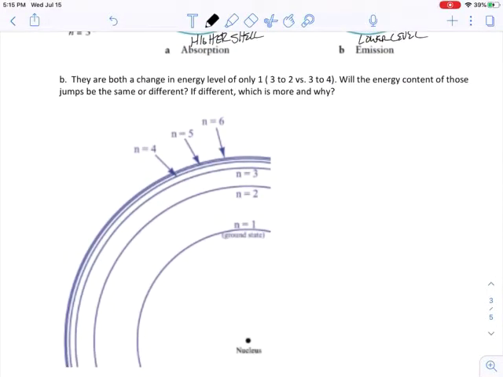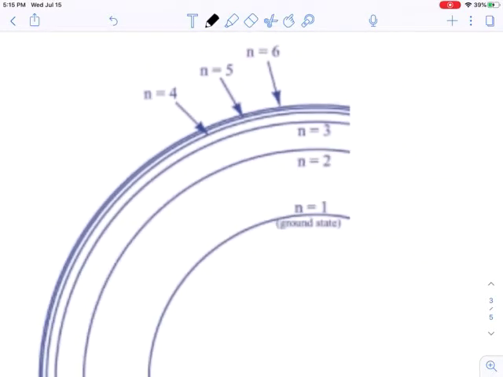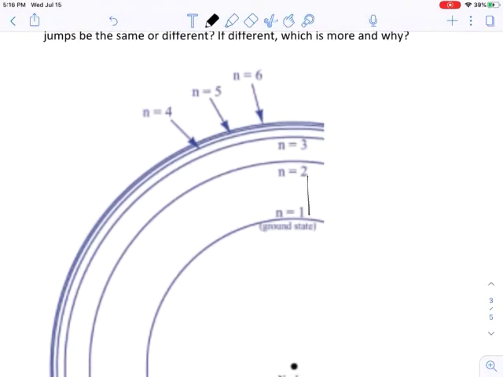Now question 2 says they both change in energy level of only one value, 3 to 2 versus 3 to 4. But will the energy content of these jumps be the same? And if different, which one is more and why? Well, you've got to remember that these energy levels get closer and closer to each other the further out from the nucleus that you go. So you'll notice that the difference between 1 and 2 is the biggest energy jump. That's a big energy jump. And then the difference between 2 and 3 is smaller. The difference between 3 and 4 is even smaller. And then by the time you get to 4 to 5 and 5 to 6 and so forth, they are overlapping each other so much it's tough to tell any difference at all.